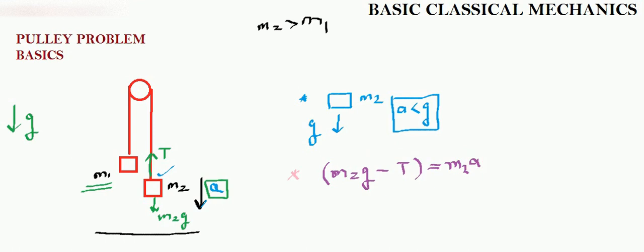Similarly, look at what happens with m1. The m1 is going up. Now with what velocity or acceleration is m1 going up?